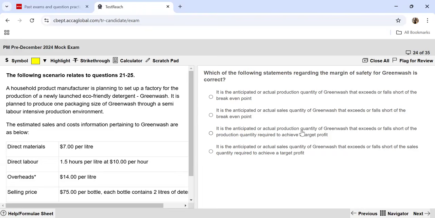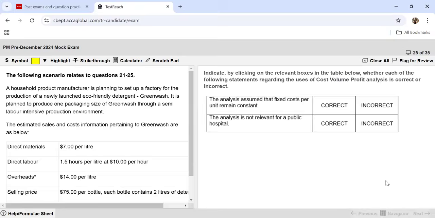Let's read the second and the fourth statement. It is the anticipated or actual sales quantity of greenwash that exceeds or falls short of the break-even point. This is absolutely correct. Let's read the last statement also. It is the anticipated or actual sales quantity that greenwash exceeds or falls short of the sales quantity required to achieve a target profit. No, margin of safety is always considered over and above the break-even point. So you select the second statement over here.